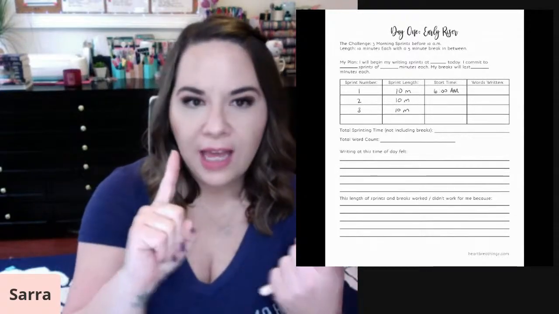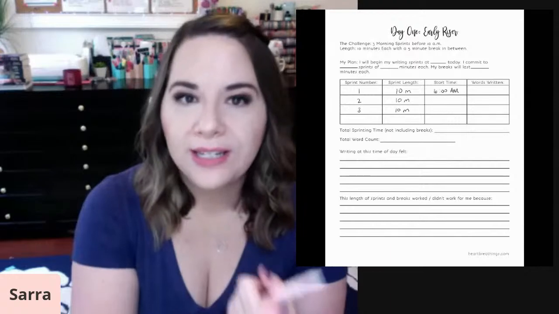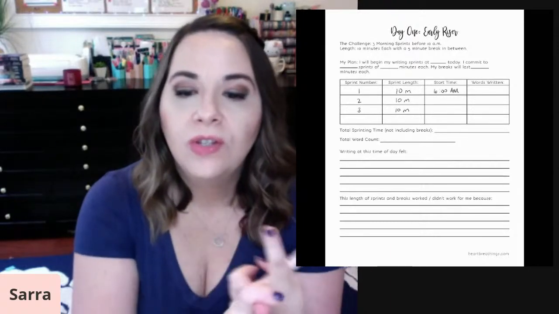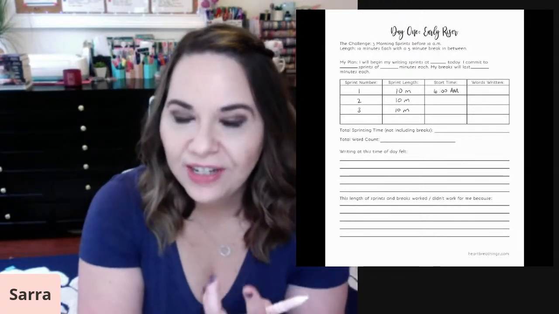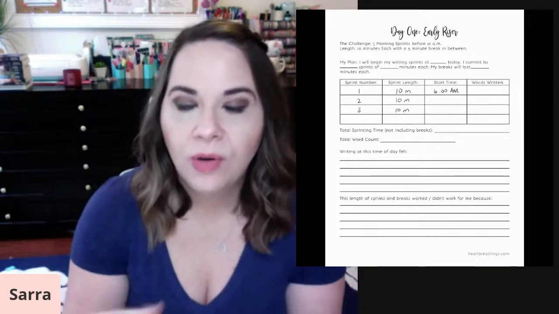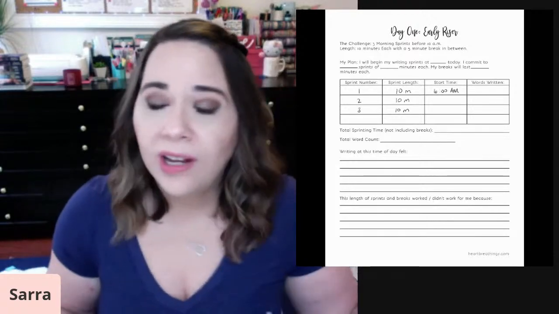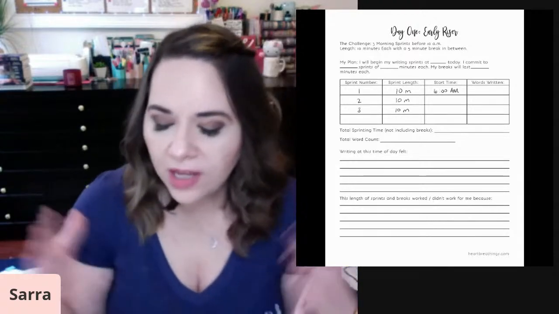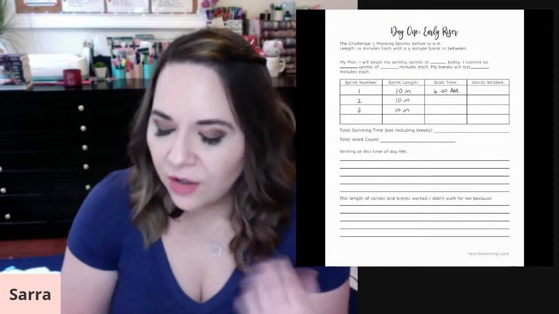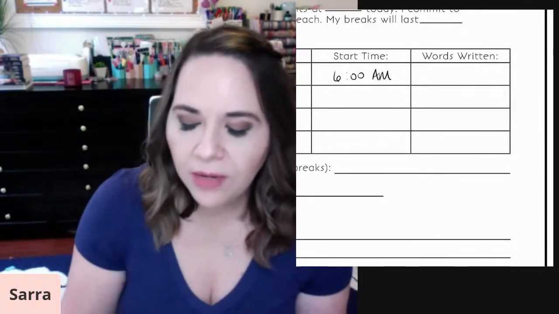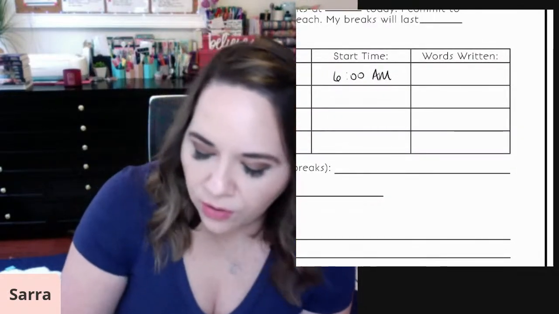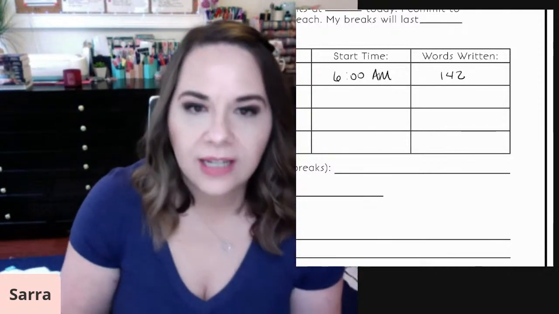You are going to take your sprint time, the starting time that you started during the day. It could be 6 in the morning for you, or it could have been 9 in the morning for you, or it could have been 4:30 in the morning for you. So write that time down. And then you're going to write at the end here, how many words did you write? So let's say you wrote 142 words during that time.